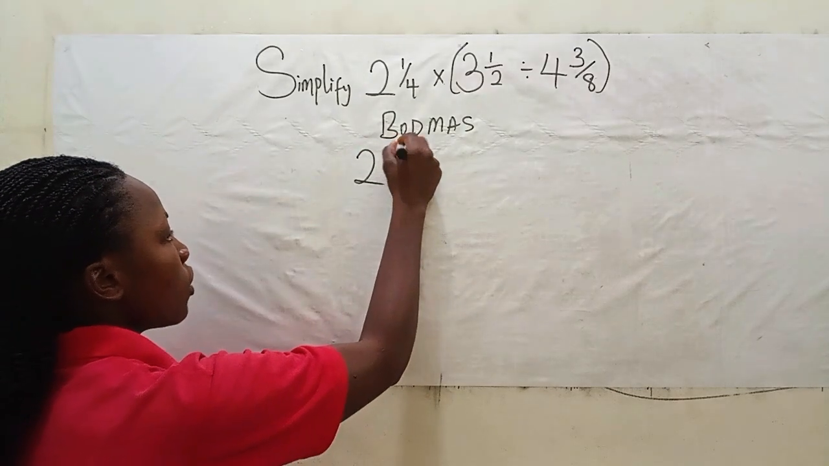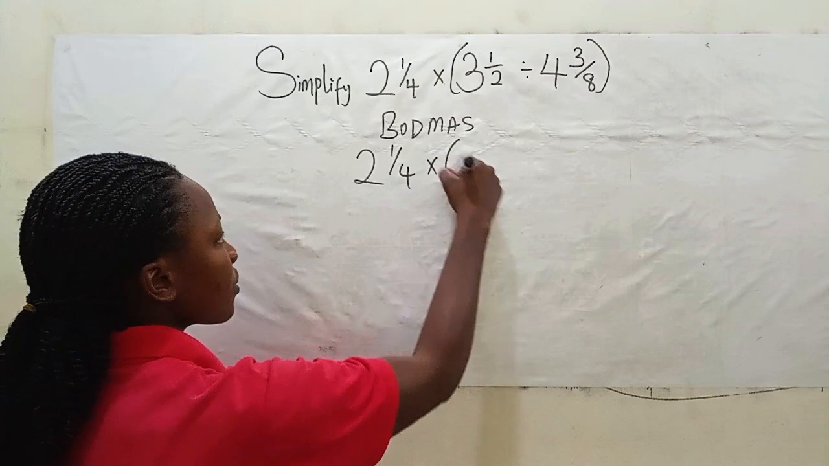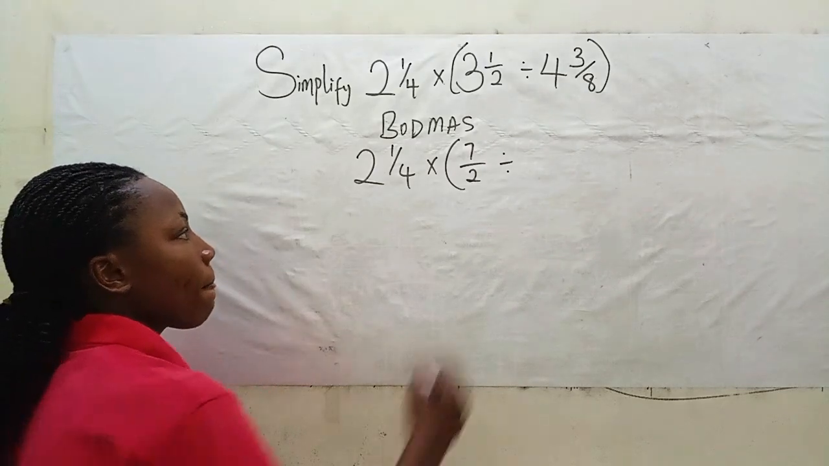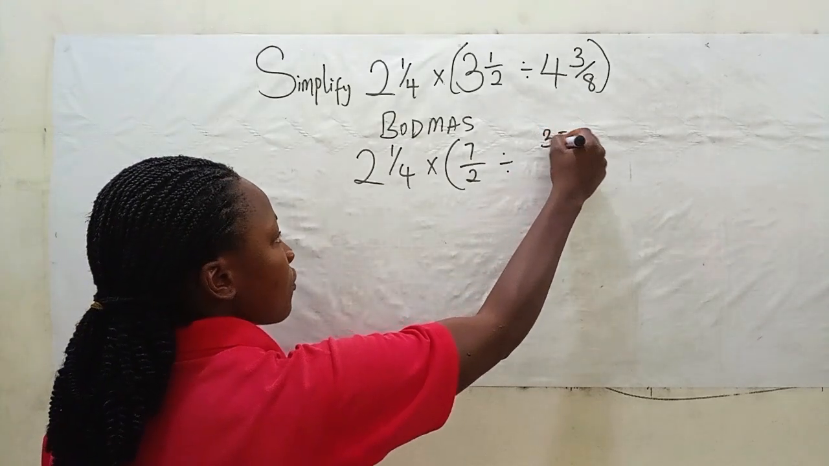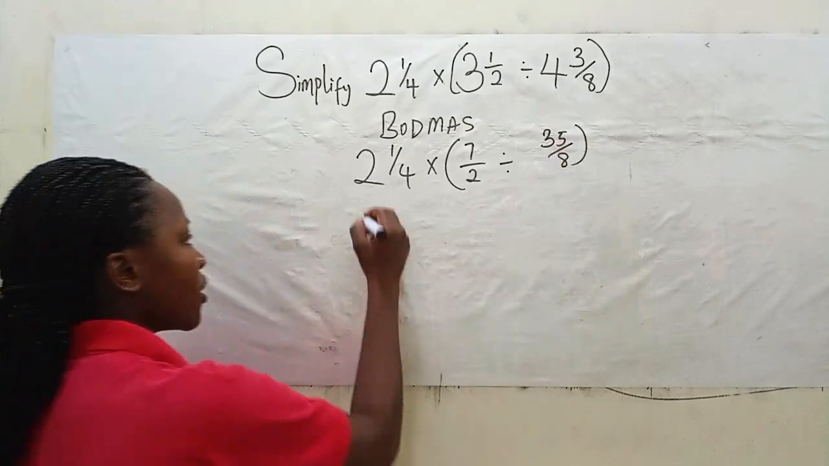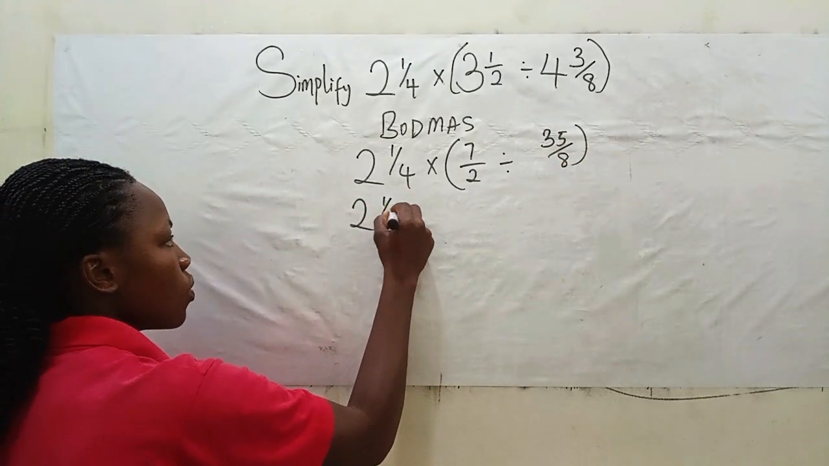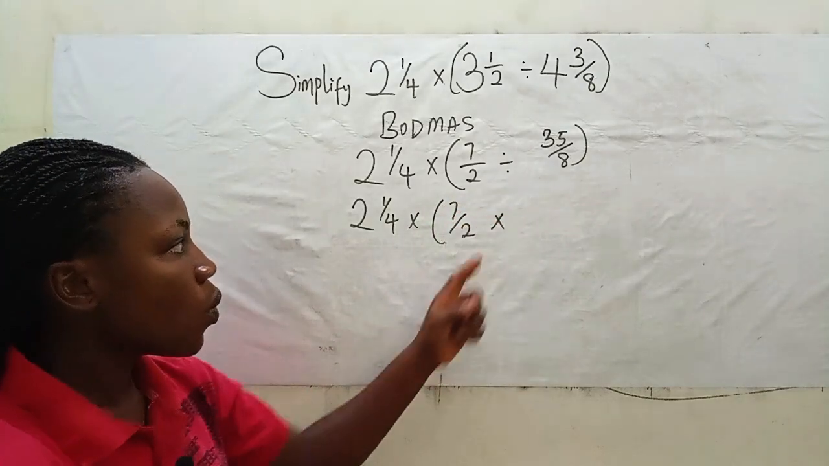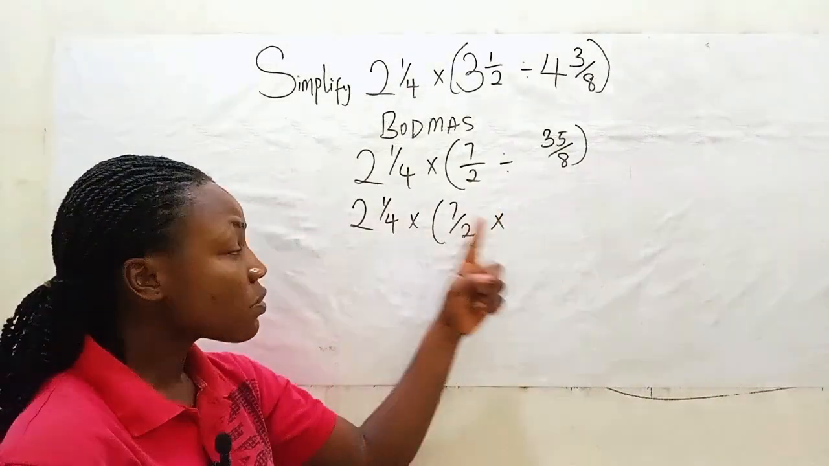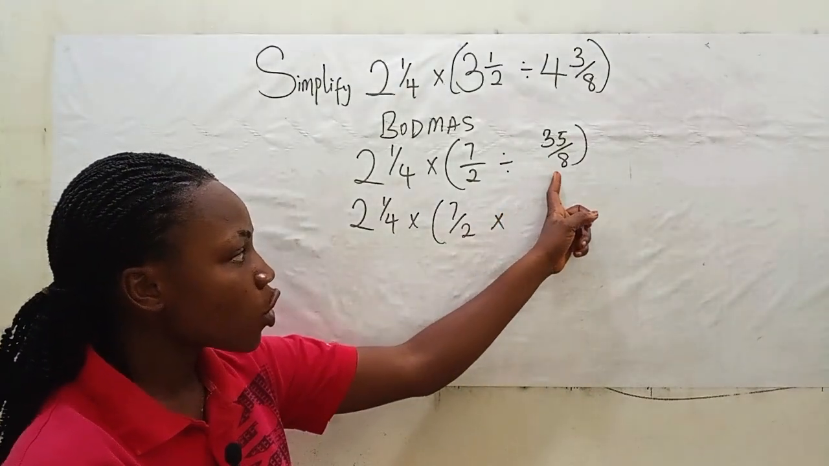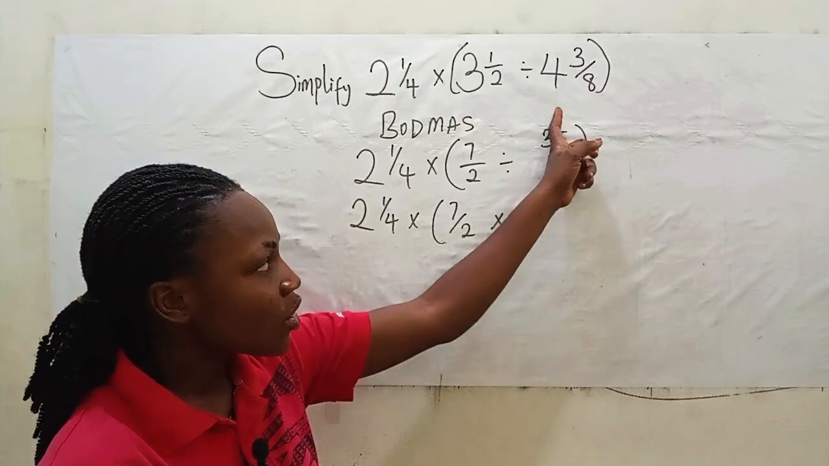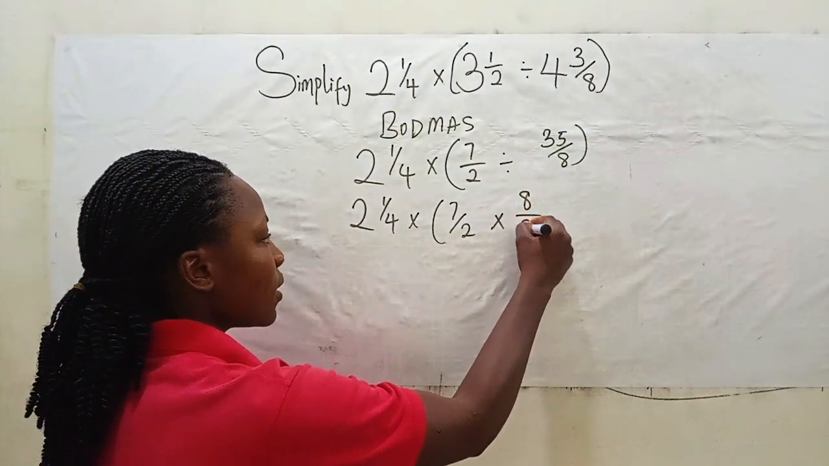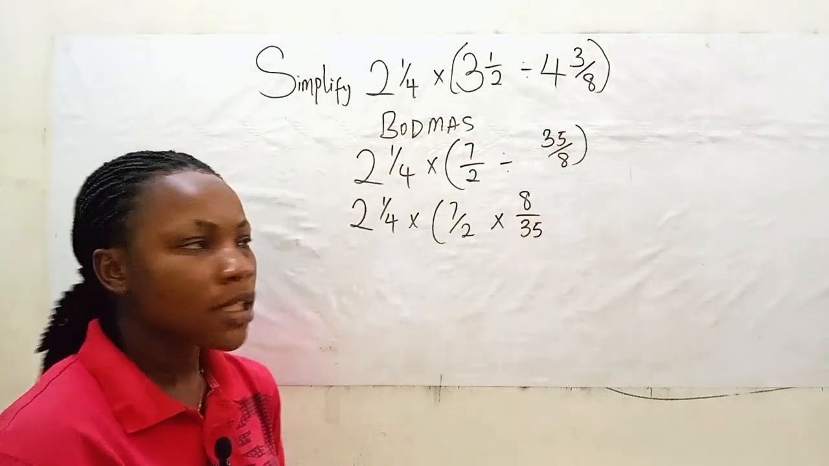Here is 2 1/4 times 7/2 divided by 35/8. Alright, we're going to have 2 1/4 times 7/2 times. Now, once this sign changes to multiplication, we are going to write the inverse of this one. That is 8/35.